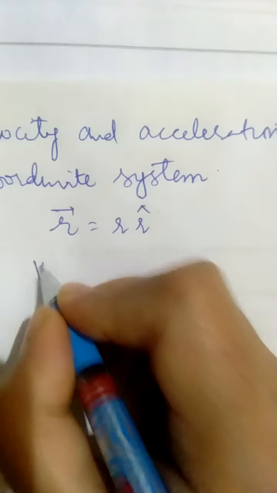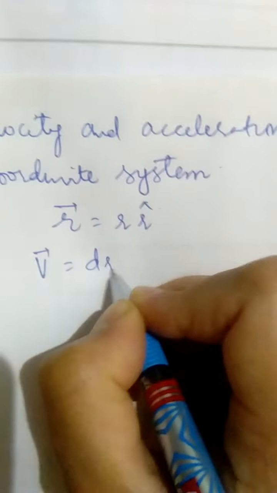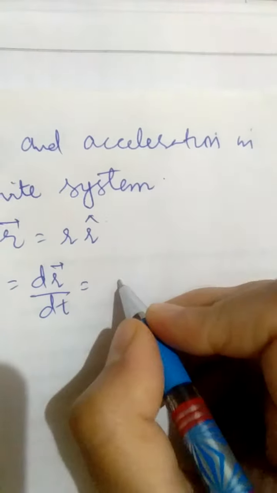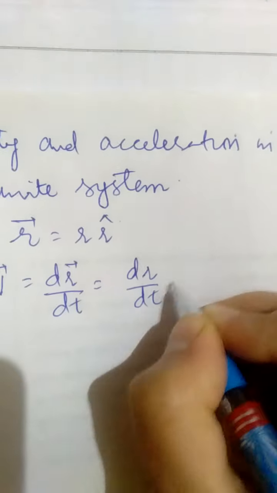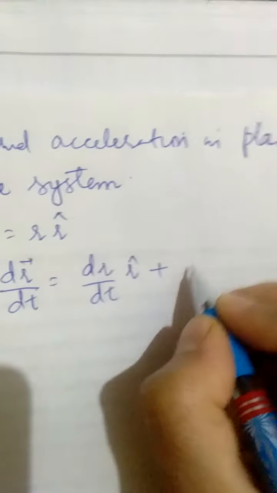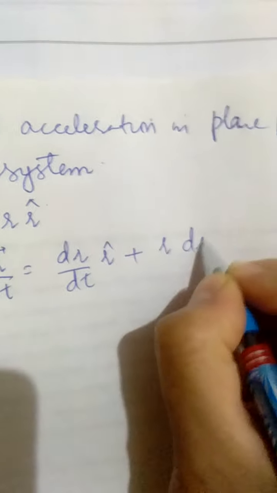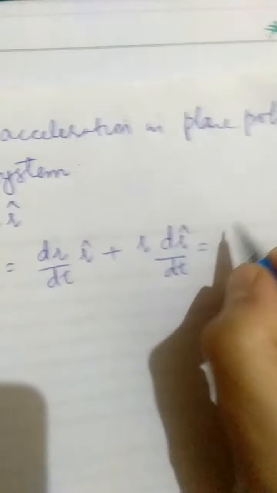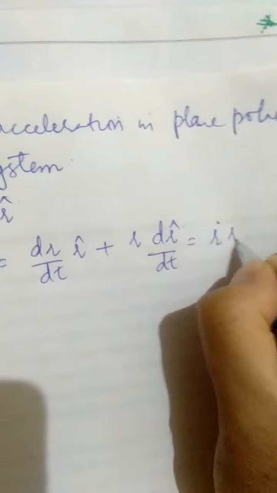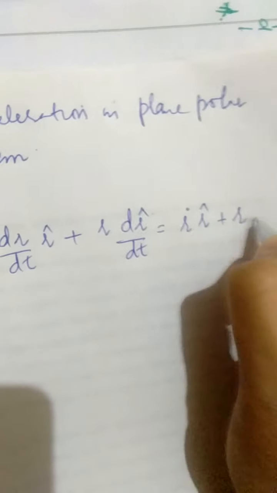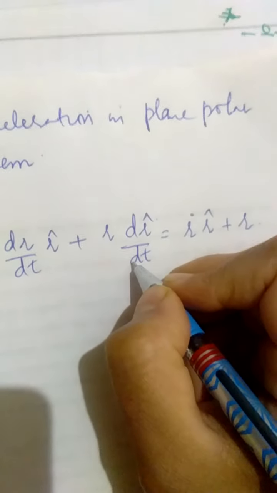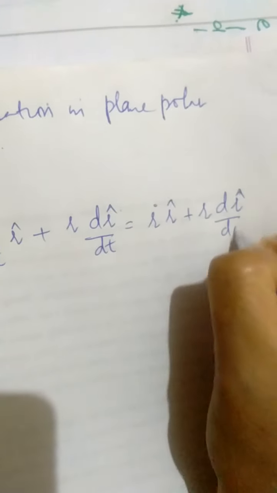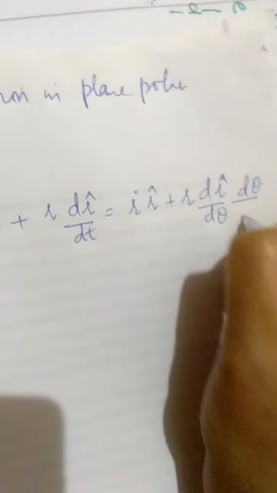Now, velocity will obviously be given by dr by dt, time derivative of this r. So it will be dr by dt r cap plus r times dr cap by dt. So this is how much? This will be written as r dot r cap plus r times. Let us break this factor by means of chain rule. So we can write it as dr cap by d theta times d theta by dt.